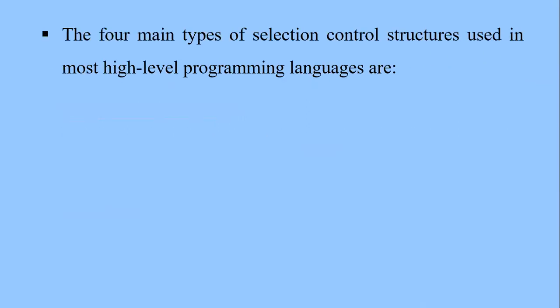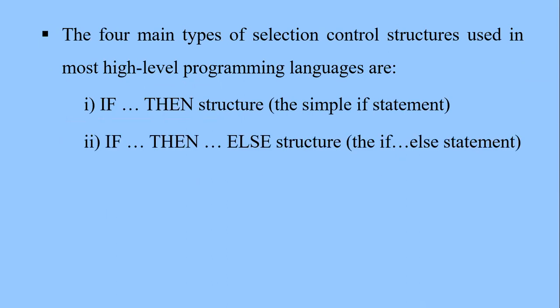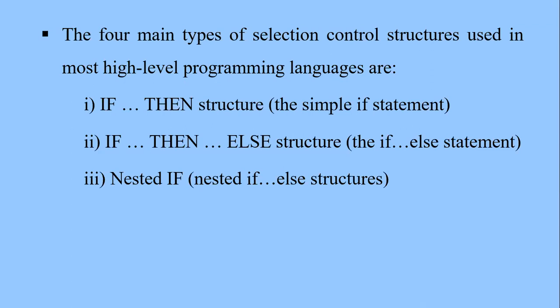The 4 main types of selection control structures used in most high-level programming languages are the if-then structure, that is the if statement or simple if. Then we have the if-then-else structure, or simply the if-else statement. We have the nested if, or what we call the nested if-else structure. Then we have the case structure that is also called the switch statement, especially in C.